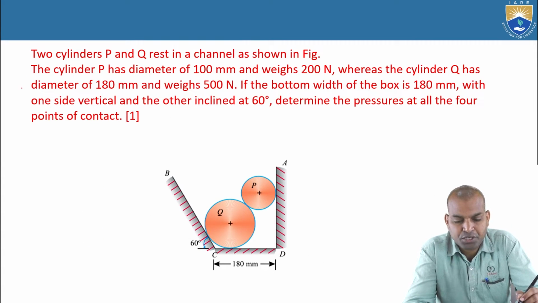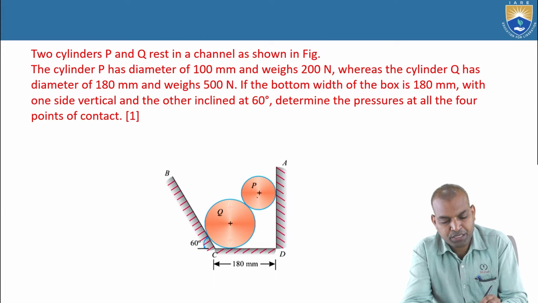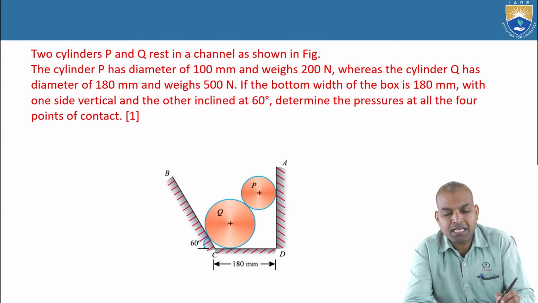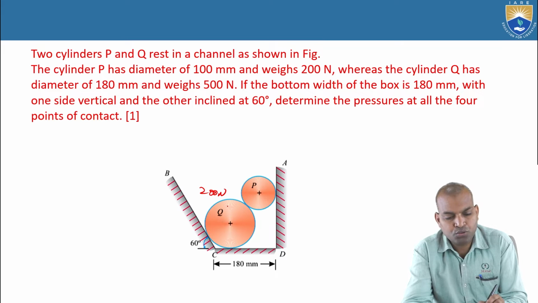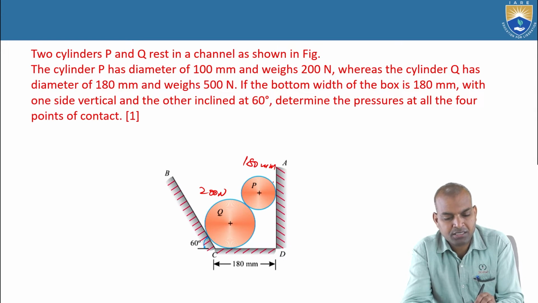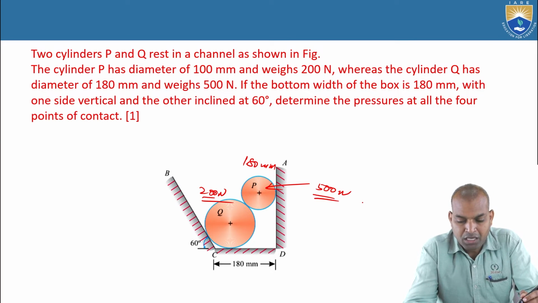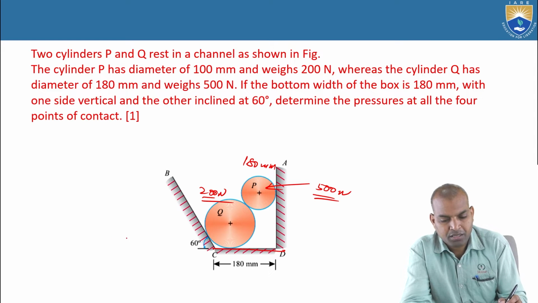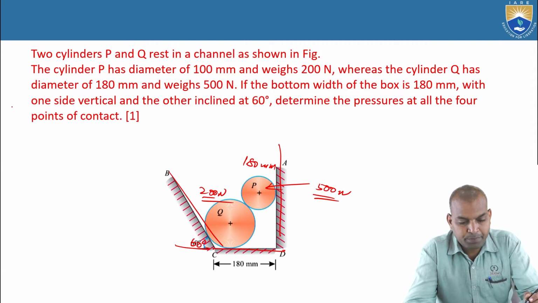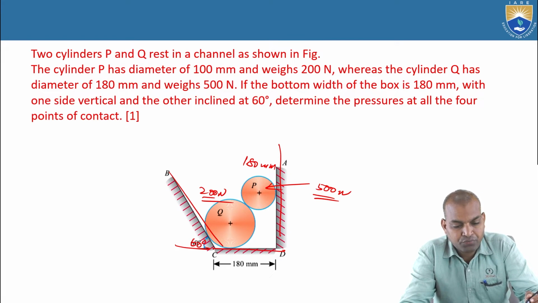The next one is a very important problem. Two cylinders P and Q rest in a channel as shown in the figure. The cylinder P has 100 millimeter diameter and weighs 200 newtons, whereas the Q cylinder has 180 millimeters diameter and weighs 500 newtons. The bottom width of the box is 180 millimeters, with one side vertical and the other side having an inclination of 60 degrees. This is the description.